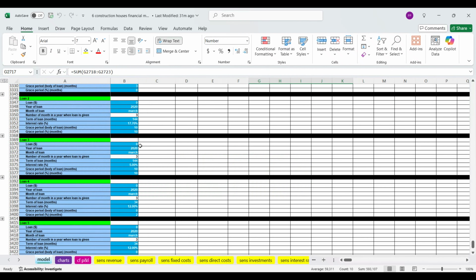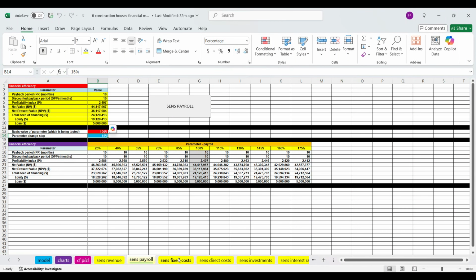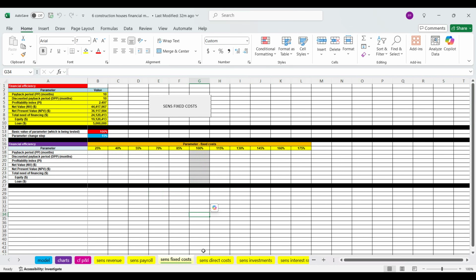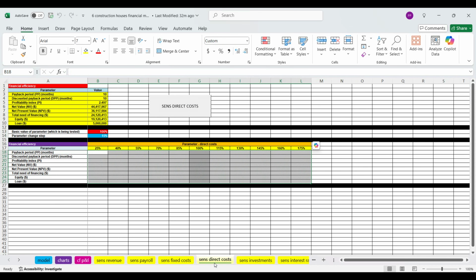So here you can play with the inputs. You are playing with the inputs, then you go to the sensitivity analysis tab and see, for example, how this current scenario copes if you increase or decrease fixed cost by 15%, 30%, 45%. Then you press the sense button and you will be able to see how stable your business idea is. The same story with direct costs.